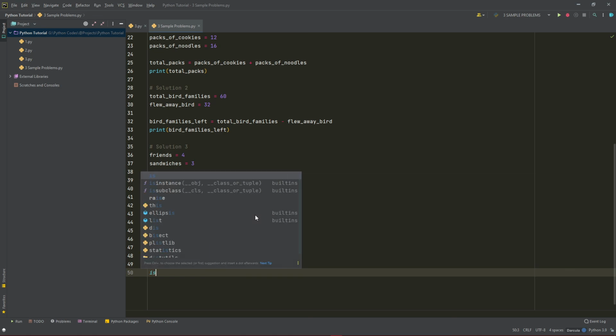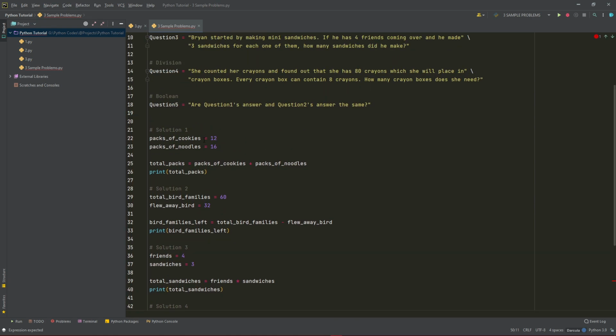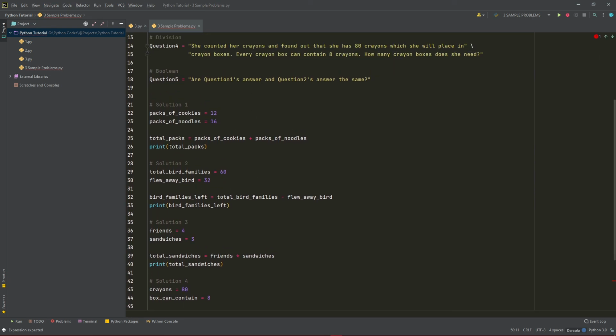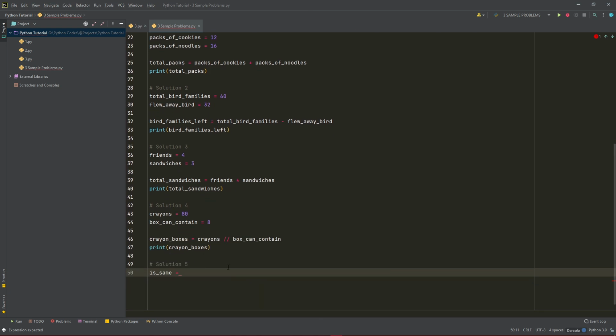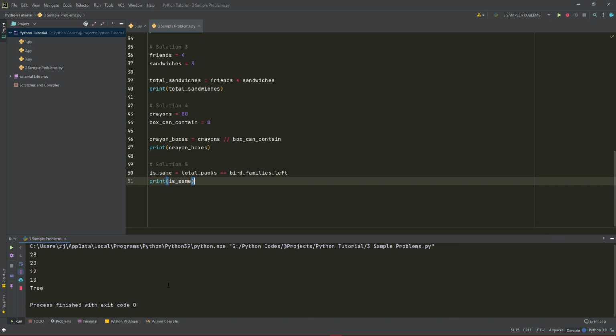and is same. I usually use this is same. And we have the question one's answer, which is the total packs, and also the bird families left. So we have the total packs, double equal sign, don't forget about that, and the bird families left. All right, and we're going to print this is same. Are they the same? It's basically true because 28 and 28 are the same.